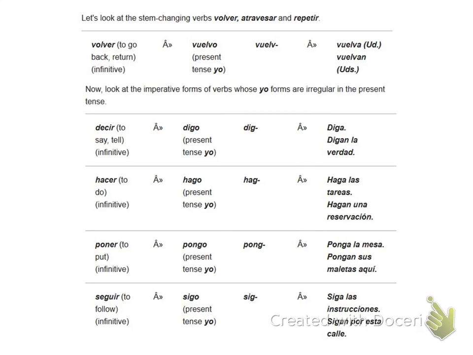And don't forget about all your stem changers. Not only do we have boot verbs, we have some shoe ones that we only have to worry about the yo form for any of them. So your go verbs, the pongo, tengo, vengo, traigo, all of those, you have to remember the irregular yo form to then use the same stem for the formal command version of the verb.